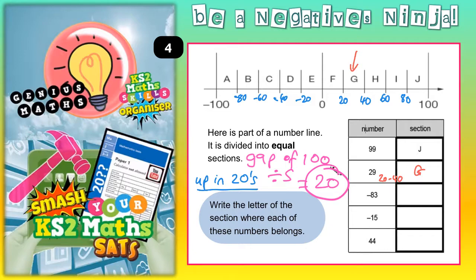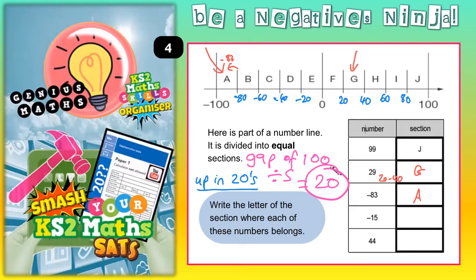Negative 83. Well, if we go down below 0 to negative 80, negative 83 is a bit further past negative 80. So that's going to take us into section A. So this one is section A.